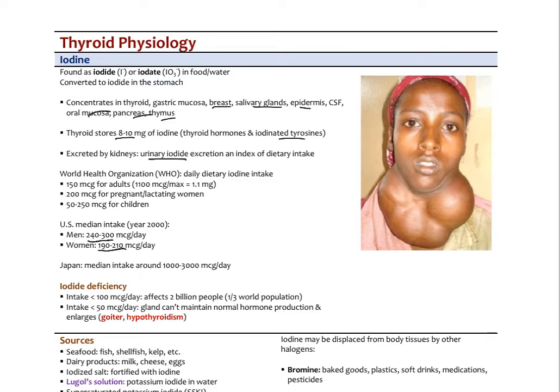In Japan, the median intake is around 1 to 3 milligrams per day. That's 1,000 to 3,000 micrograms. So they get a lot larger amounts of iodine. Now, some people argue that's very protective, and we actually have physicians recommending that patients take very high concentrations of iodine. As we'll see, there are some potential negative consequences to that.